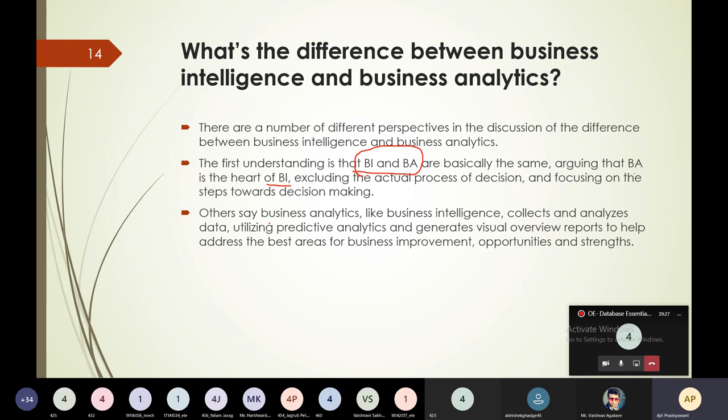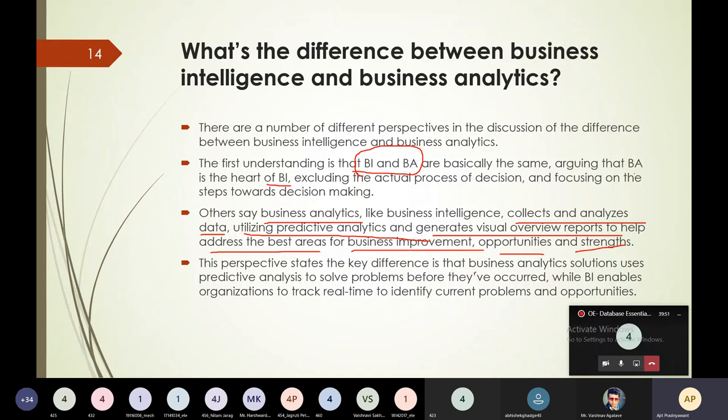Others say business analytics, like business intelligence, collects and analyzes data utilizing predictive analytics and generates visual overview reports to help address the best areas for business improvement, opportunities and strengths. This perspective states that the key difference is that business analytics solutions use predictive analysis to solve problems before they occur, while BI enables organizations to track in real time to identify current problems and opportunities. So this is the little bit of difference between BI and BA. BA uses predictive analysis to solve problems before they occur, whereas BI uses real-time data to identify current problems and opportunities.